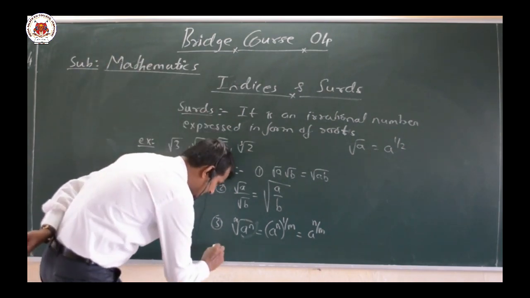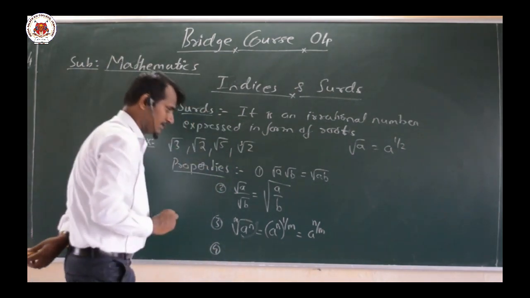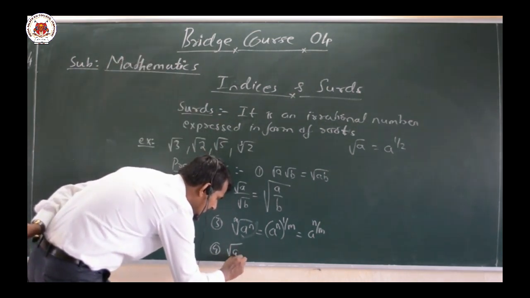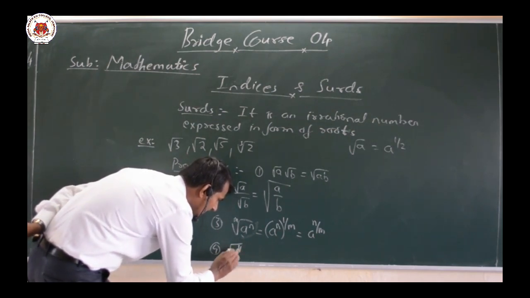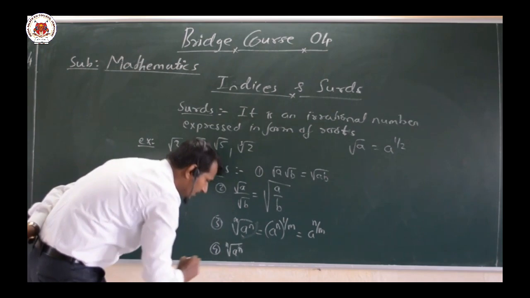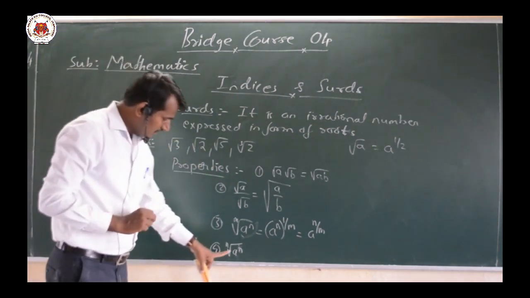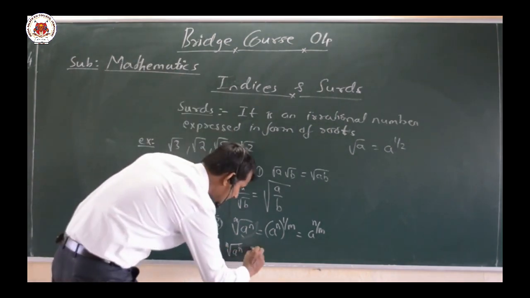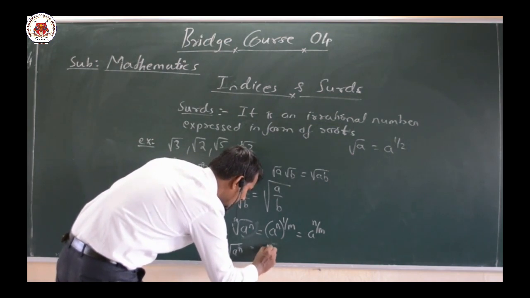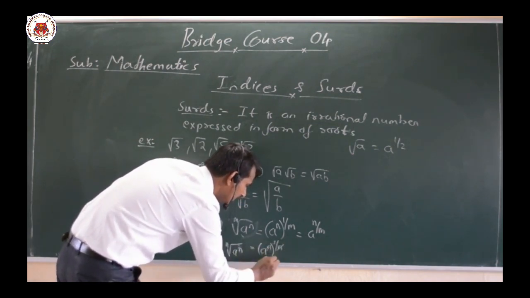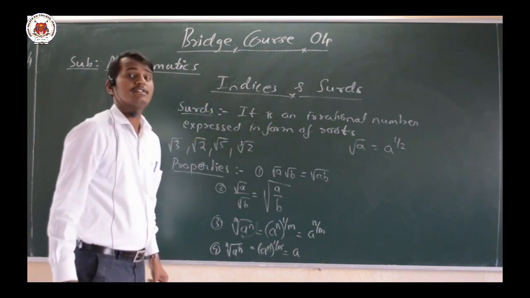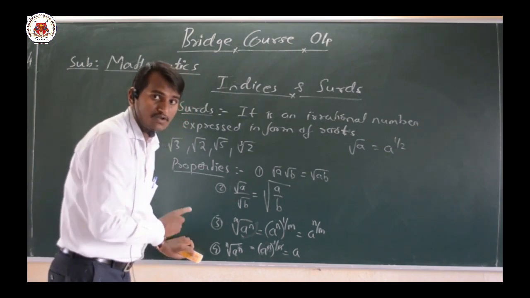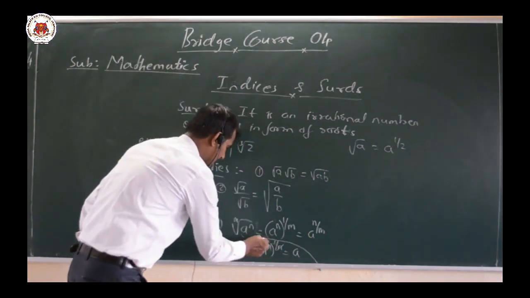Similarly, you can write, for example, the fourth one. What example I can give is nth root of a raised to n. What is the value here? That is nothing but a to the power of n whole to the power of 1 by n. That value gets cancelled. What is the value? That is a itself, and it is not a surd here. Just a simple property. This is quite an exceptional case here.